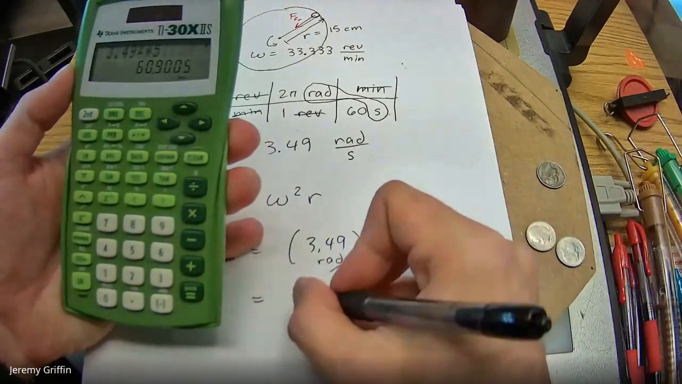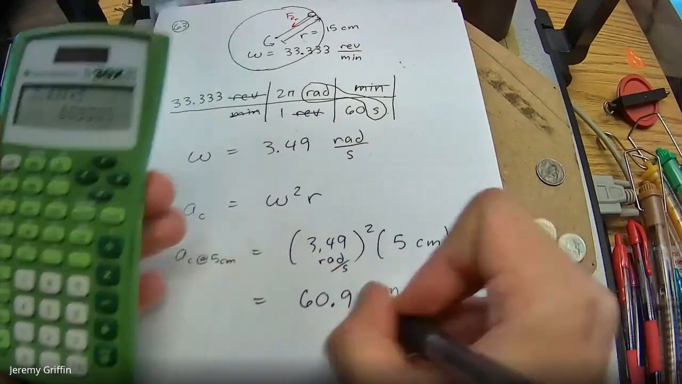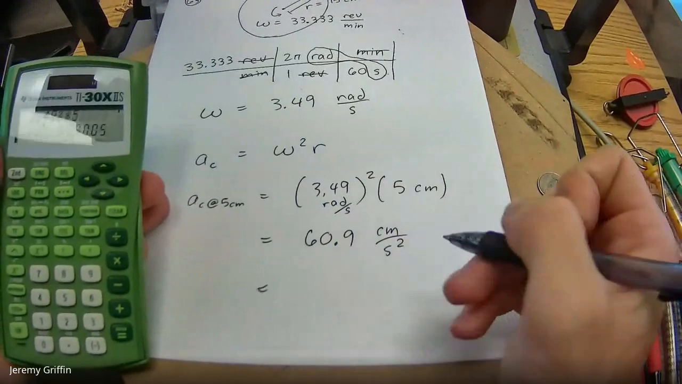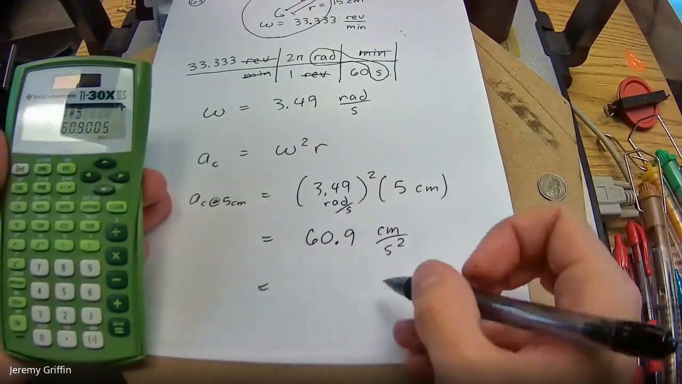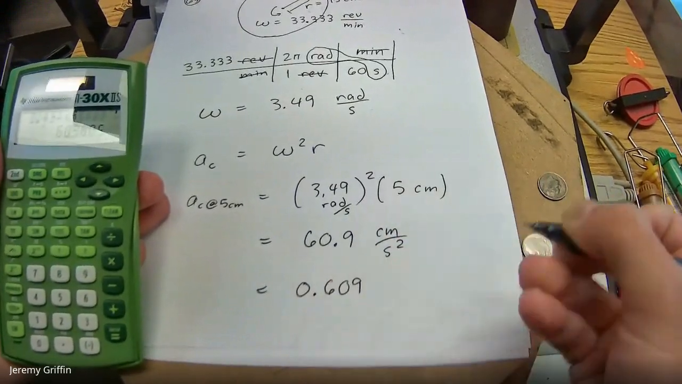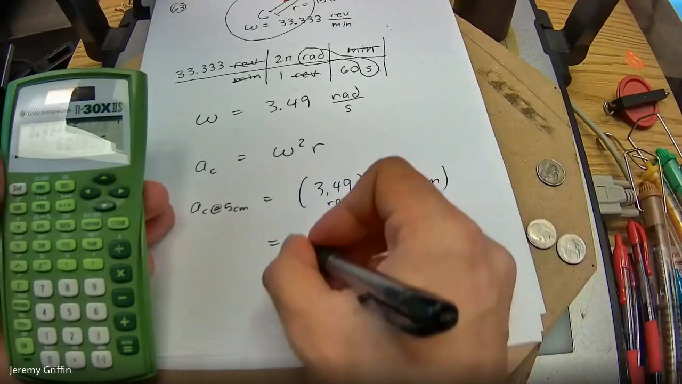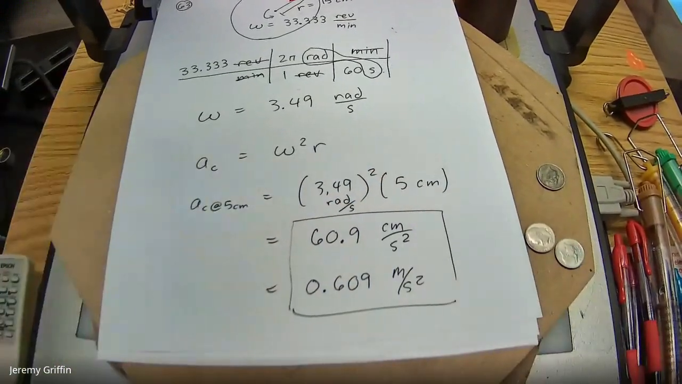Okay. Looking at 60.9 centimeters per second squared, or if you like, how many meters per second squared is that? Just roll the decimal over 2 places. 100 cents in a dollar. There you go. So either one of those would work. Different units, but same idea, right?